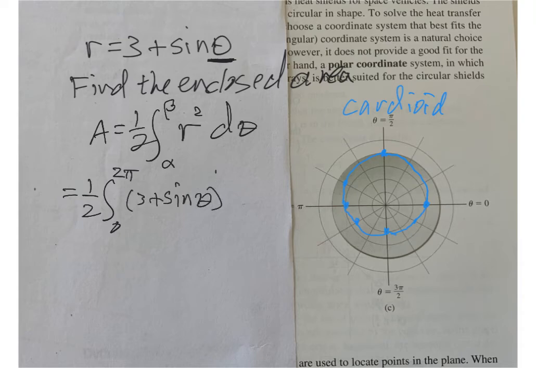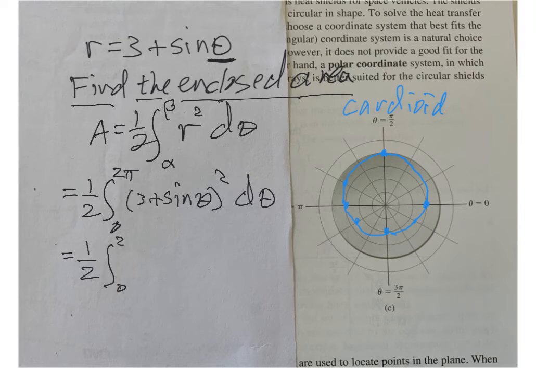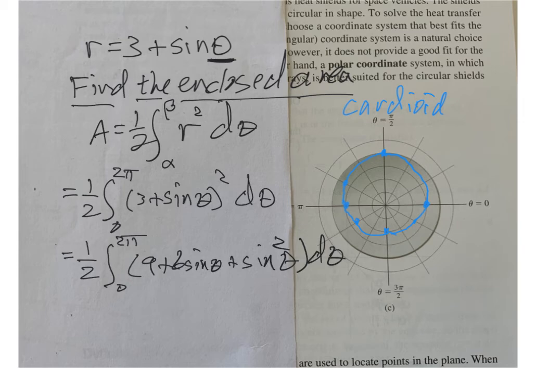the function squared. Now there's a good chance on the exam I'll ask you to find an integral whose value is the area. And if that's what I ask, then we're done. There it is. But this particular time I didn't say that. I said find the enclosed area, so I'll go ahead and evaluate it. The first thing we need to do is square that function out, and hopefully that's nice and easy. 9 plus 6 sine theta plus sine squared theta, d theta.